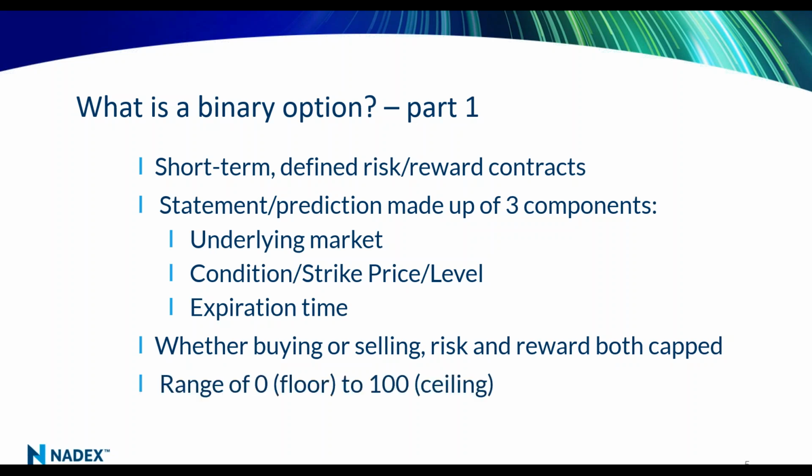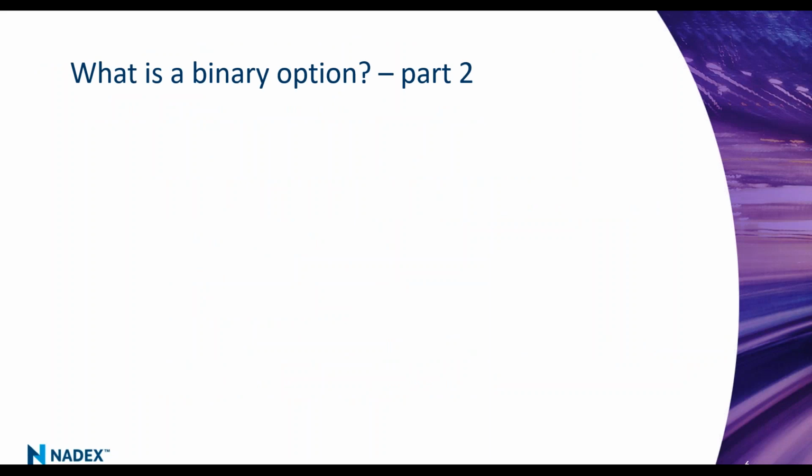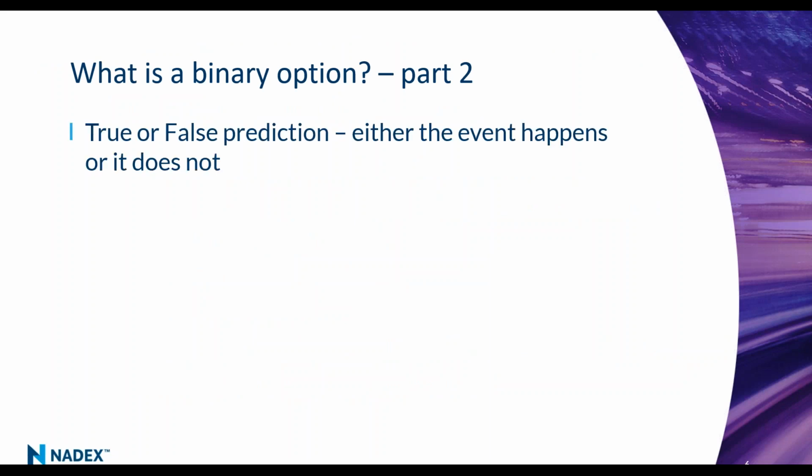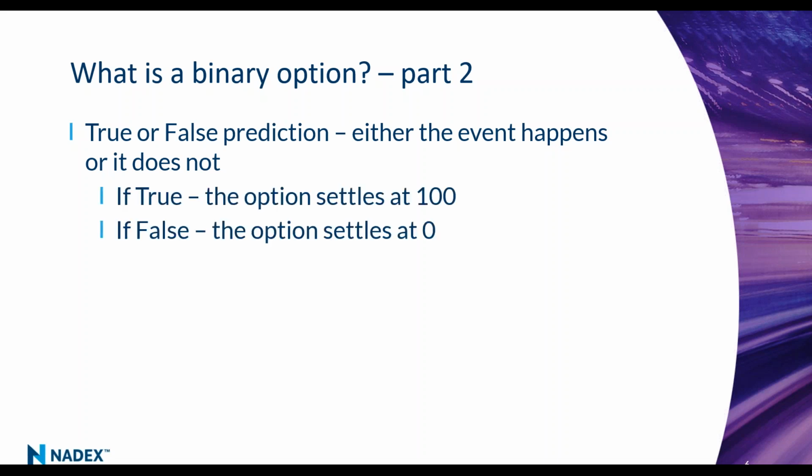The way that they trade is in a range from 0 to 100. Everything is priced in a range from 0 to 100. Now, let's walk through that with a little more detail. The statement is a true or false prediction. Either the event is going to happen or it's not. So let's use my oil example from a second ago. Is oil going to be above $35 a barrel by the end of tomorrow, or the end of the week? It's either going to be yes, it is, or no, it's not.